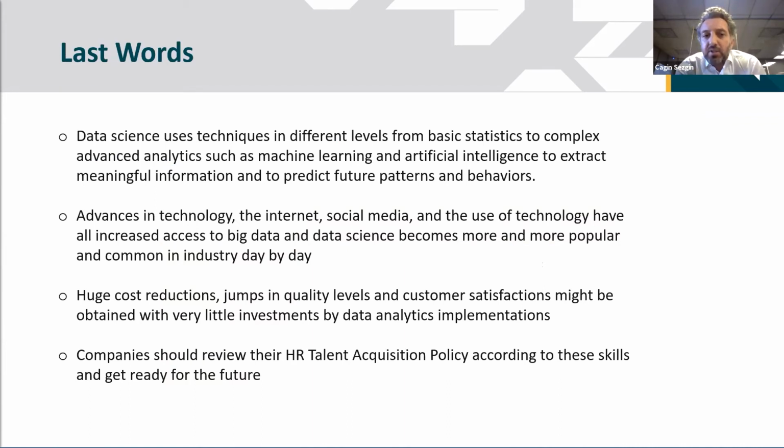Data science uses techniques at different levels. When we say data science, we have different kinds of techniques, different levels of techniques, from basic statistics to complex advanced analytics, such as machine learning and AI. So these terms are coming into our lives.